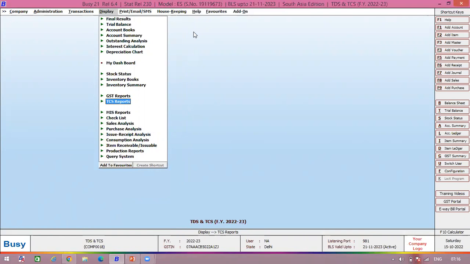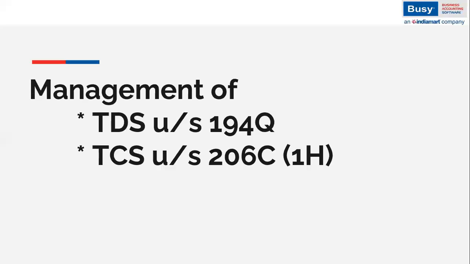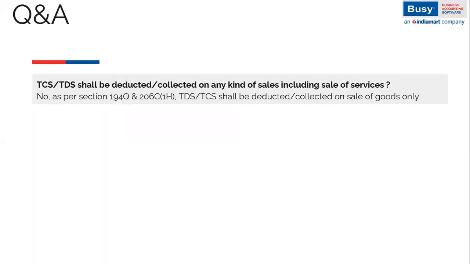Now have a look at the common questions that mostly arise in our minds regarding TDS and TCS. So let's take up those questions. The first question: shall TCS or TDS be deducted or collected on any kind of sales, including sales of services? The answer is no. As per sections 194Q and 206C(1H), TDS and TCS shall be deducted and collected on the sales of goods.